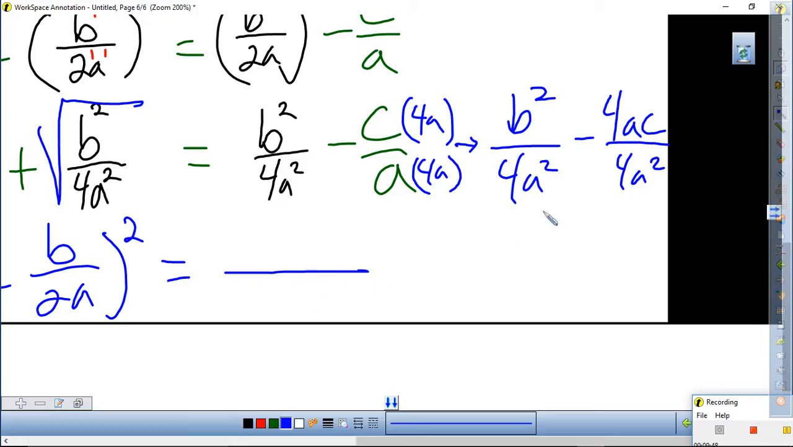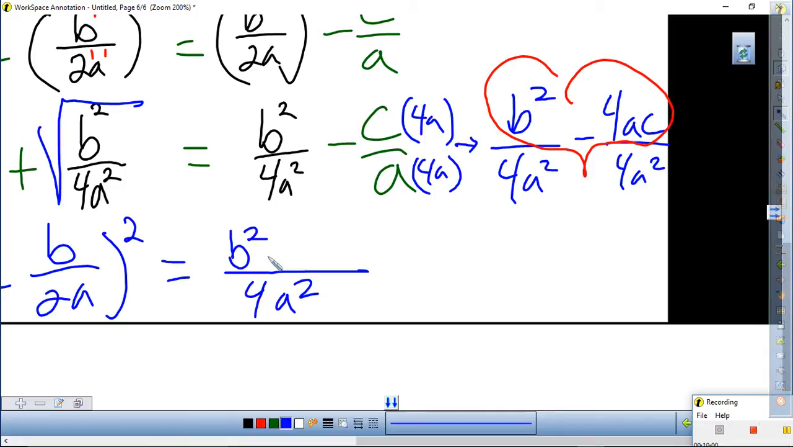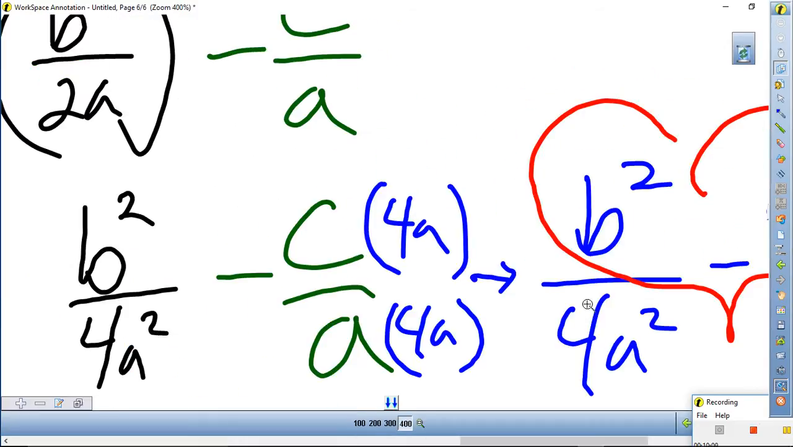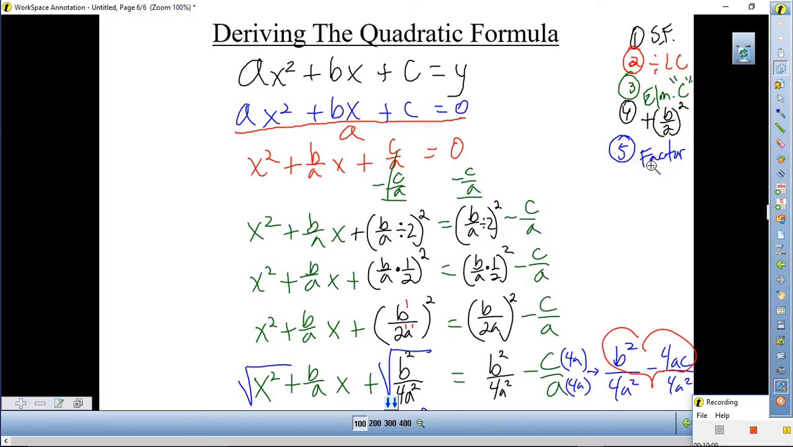So the common denominator is what? 4a squared, and then I add the numerators. Let me draw my heart. Can I combine these? No, so what do I write? b squared minus 4ac. Are we there so far? All right, so we're done up to step 5. Let me zoom out. Okay, up to step 5.